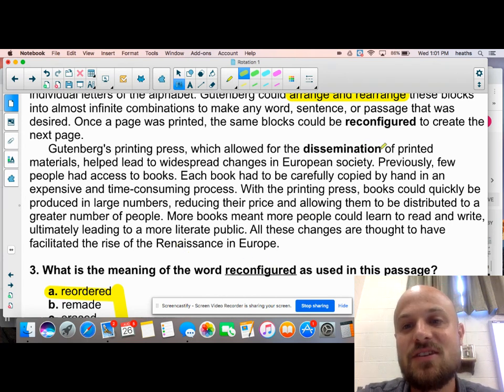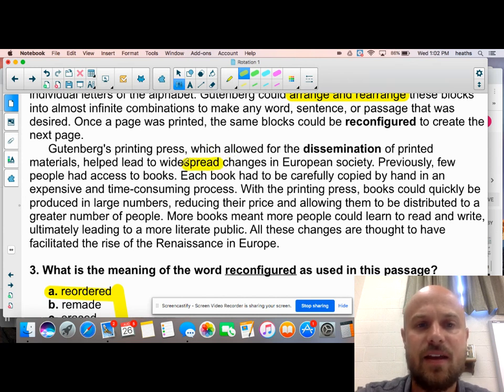With the printing press, books could quickly be produced in large numbers, reducing their price and allowing them to be distributed to a greater number of people. More books meant more people could learn to read and write, ultimately leading to a more literate public. All these changes are thought to have facilitated the rise of the Renaissance in Europe. So dissemination, let's go back up there near this word and read around it. Gutenberg's printing press, which allowed for the dissemination of printed materials, helped lead to widespread changes. I think widespread helps us to figure out what disseminate means.